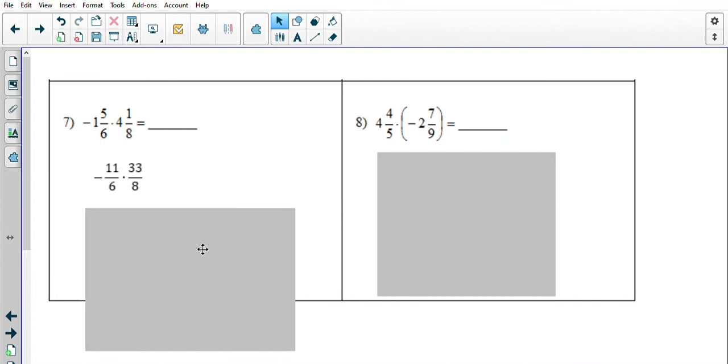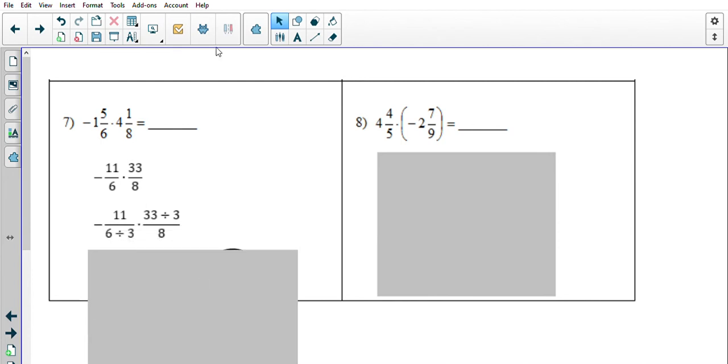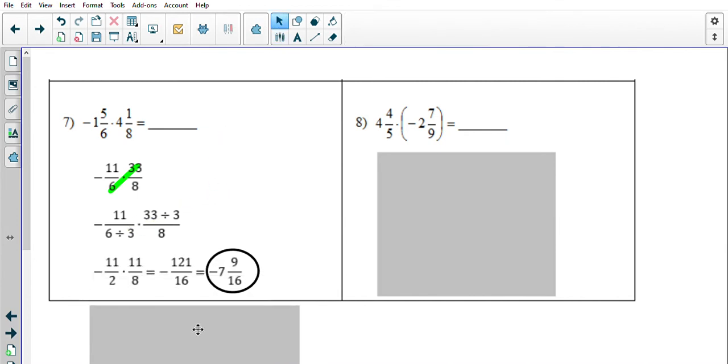So we've got a little bit of cross reducing we can do. 11 and 8 do not reduce, but 6 and 33 do both divide by 3. So you can see that I showed that here. 6 divided by 3 is 2. 33 divided by 3 is 11. Multiply straight across. 11 times 11 is 121. 2 times 8 is 16.